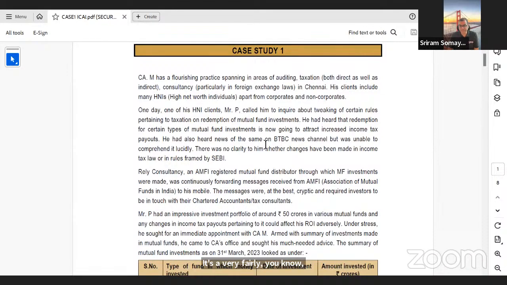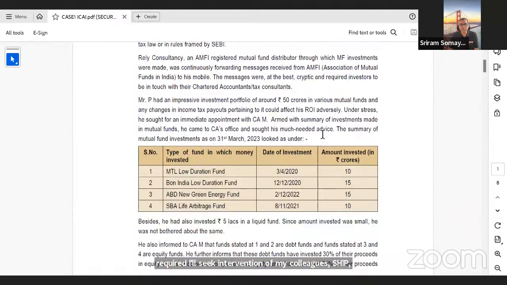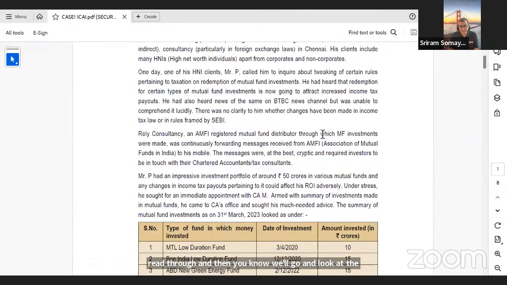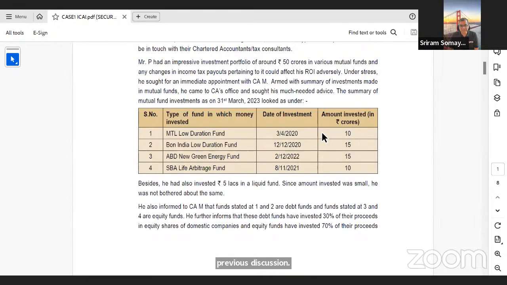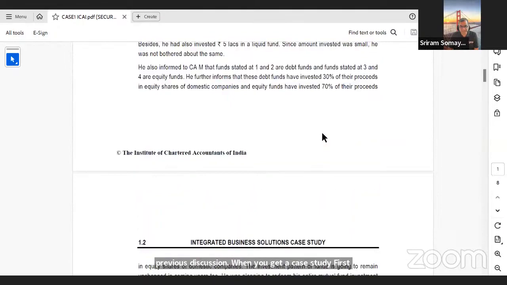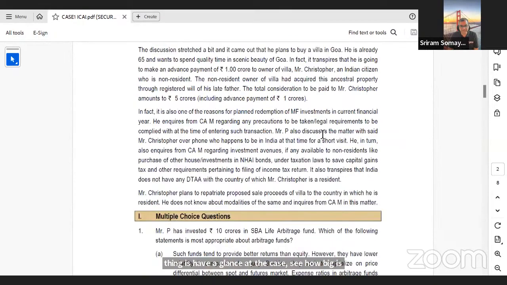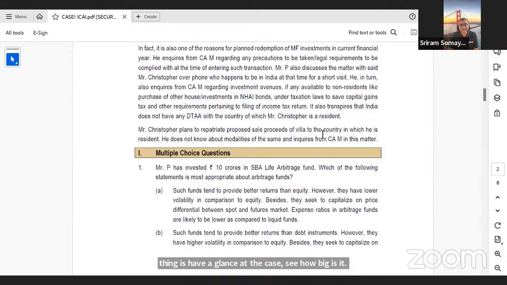So I will read through that, and wherever required, I'll seek intervention of my colleagues Shivteja and Ashlesha, and they will also be joining in as we read through. And then we'll go and look at the questions. But please note, my dear friends, as was very specifically highlighted in the previous discussion, when you get a case study, first thing is have a glance at the case, see how big is it. So in our case, it is roughly about 1.6 pages. Then directly jump to questions. And please don't answer the questions. Just go and have a look at the questions.